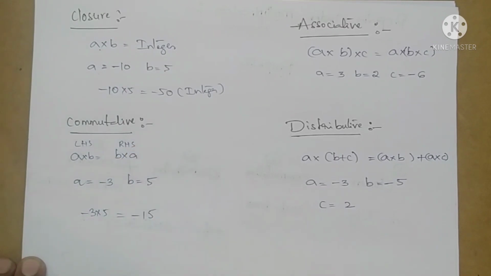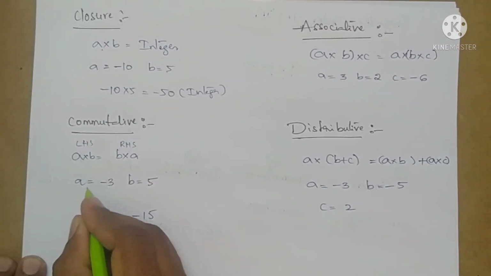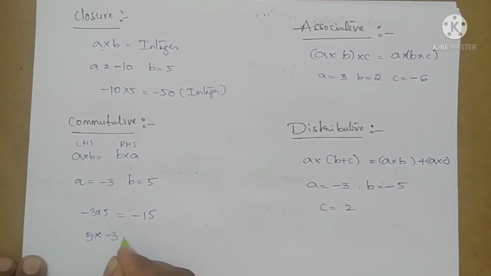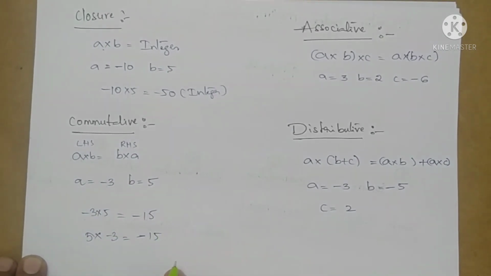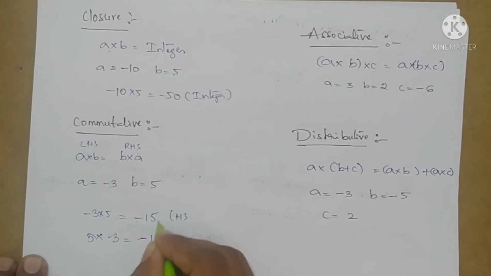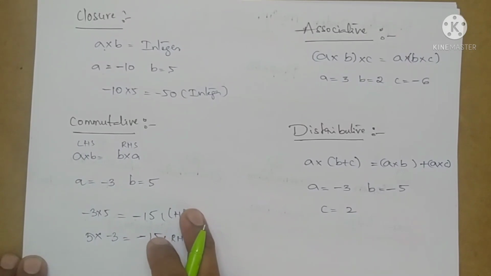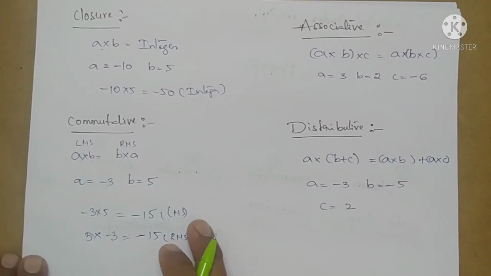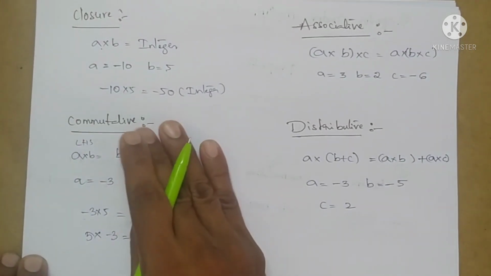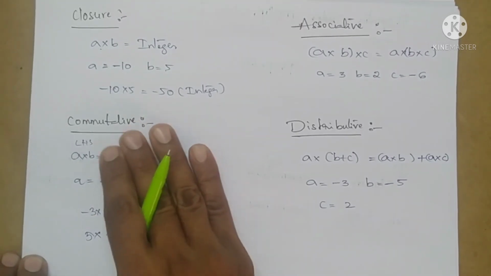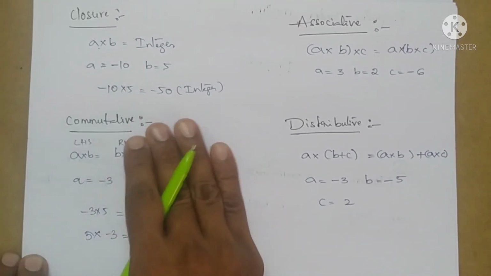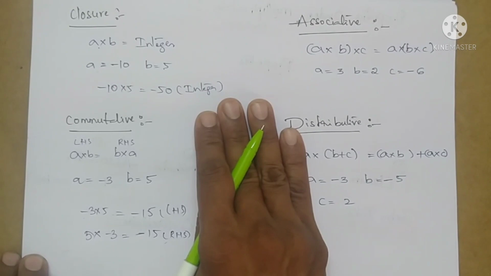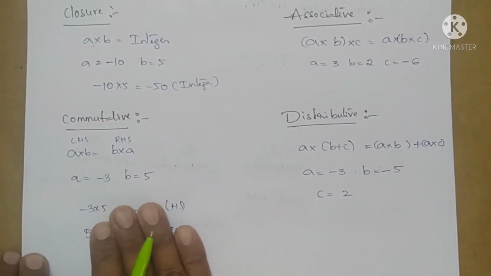Let's check the RHS side. So b into a means 5 into minus 3, where a is equal to minus 3. The result is plus into minus, minus, 5 3s are 15. So LHS is equal to RHS, right? Finally we can conclude that commutative property is working for integers under multiplication.